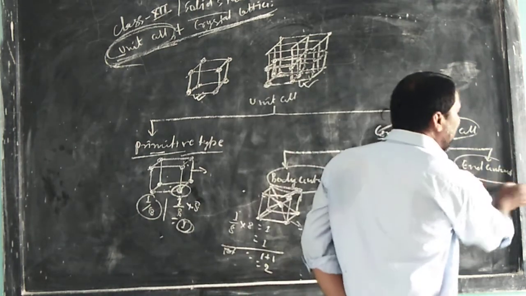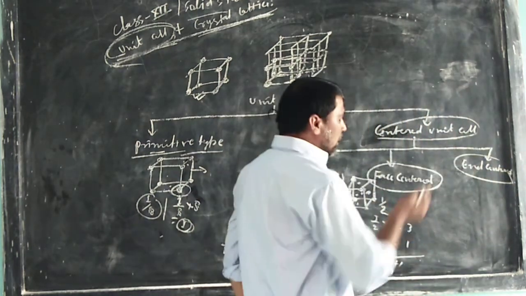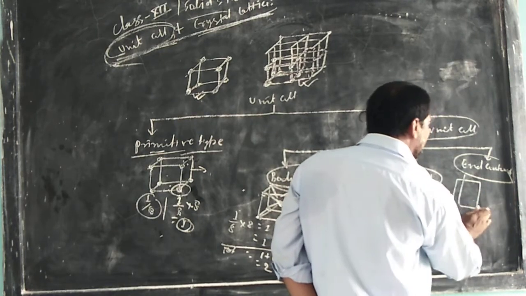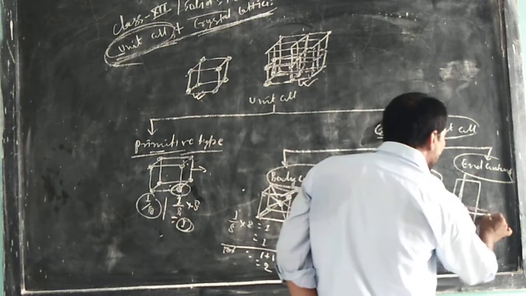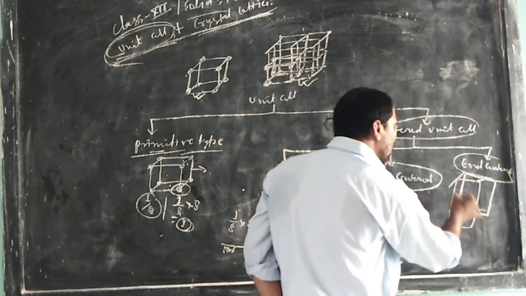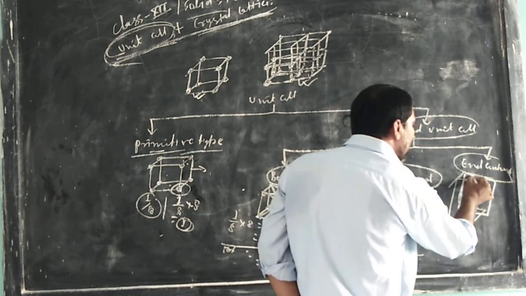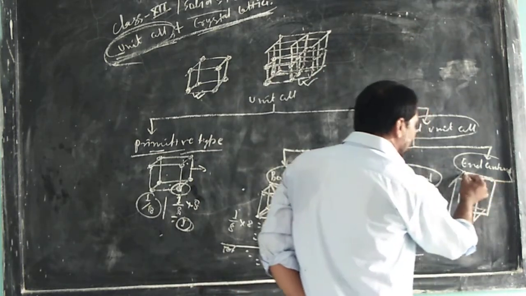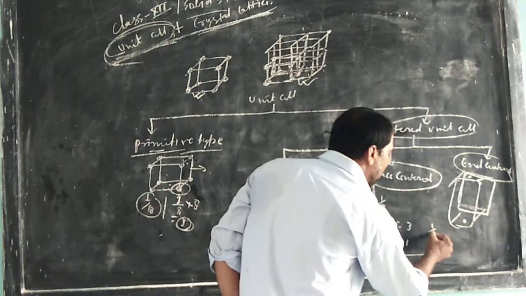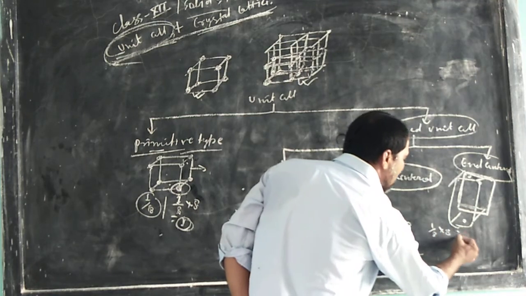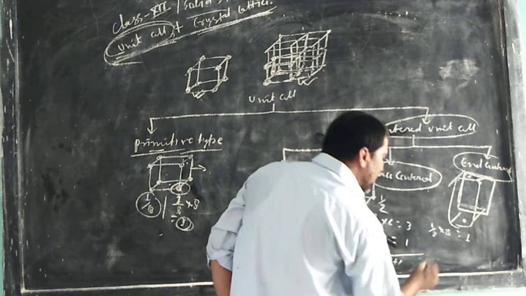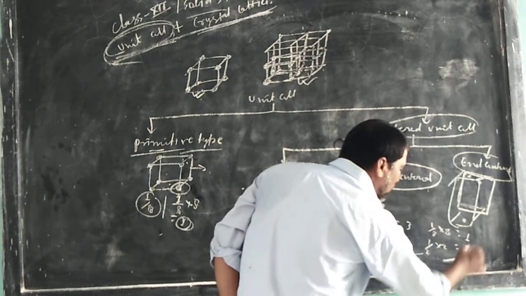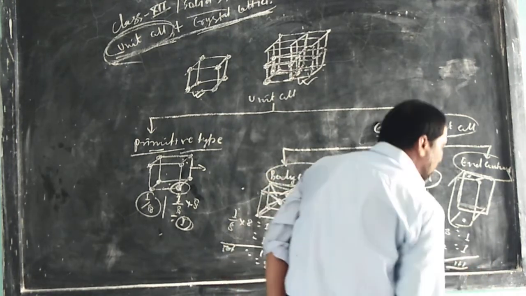Now in the case of end-centered unit cell, constituent particles are located at each corner of the unit cell as well as at two opposite faces of the unit cell. So, total contribution from the corners, 1 by 8 into 8, is 1, and from two opposite faces, 1 by 2 into 2, is 1. So total contribution will become 1 plus 1, that is 2.